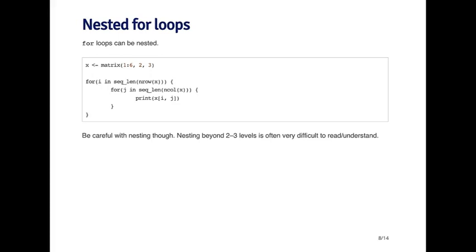One thing to be careful with nested for loops is going beyond 2 to 3 levels. While it's theoretically okay in R, it makes reading the code a little bit difficult. If you're reading code that has 3 or 4 nested for loops, it gets difficult to understand what's going on. Sometimes that's a logical thing to do, but many times there are ways to get around that, for example, by using functions.